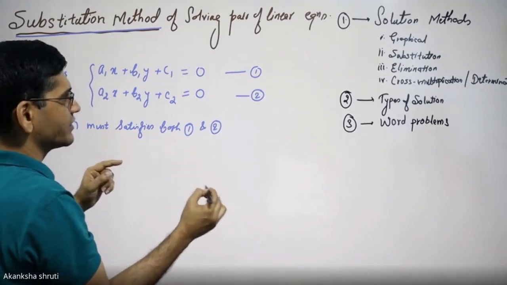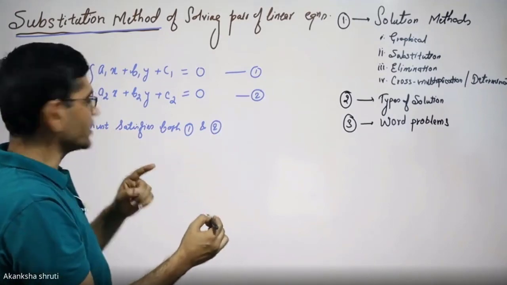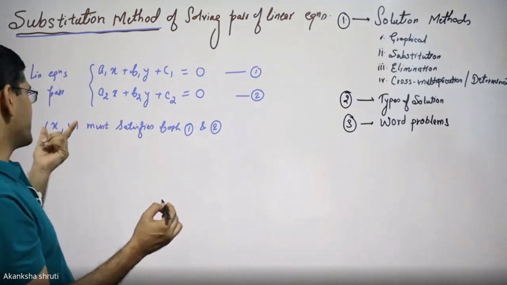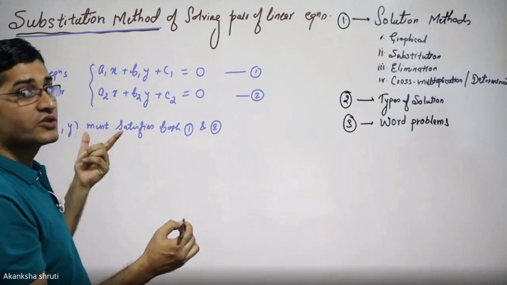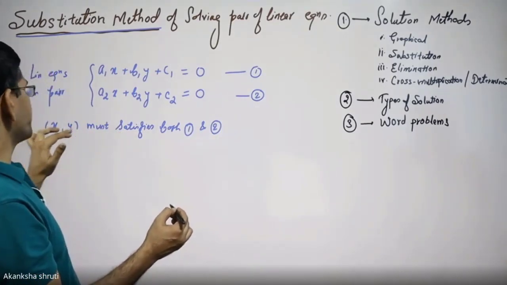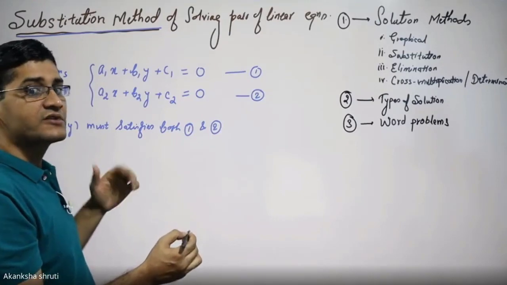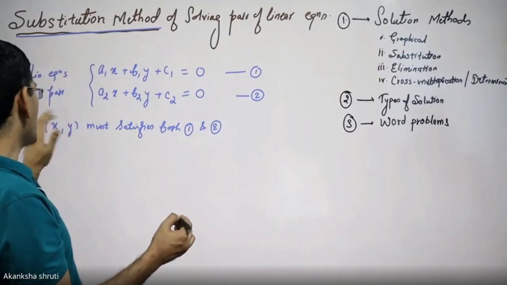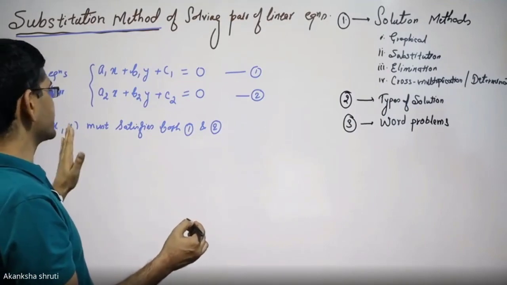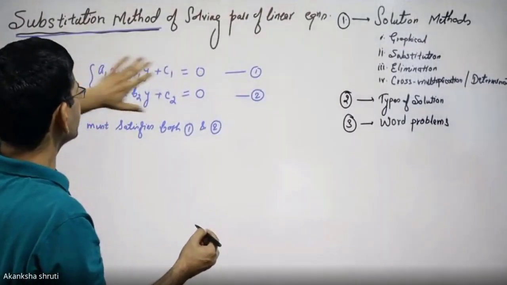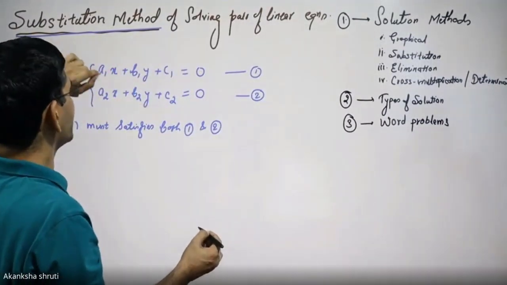We have already learned in our previous lecture, there can be only one value of this pair x and y, that is called a unique solution. There may be more than one pair of x and y, then there will surely be an infinite number of solutions. Or it may not be possible to find x and y if the lines are parallel. How to find this x and y algebraically?